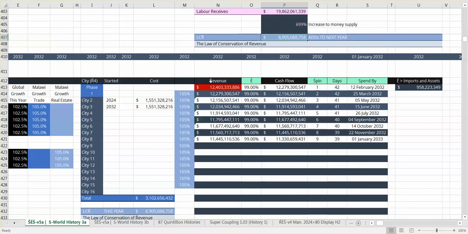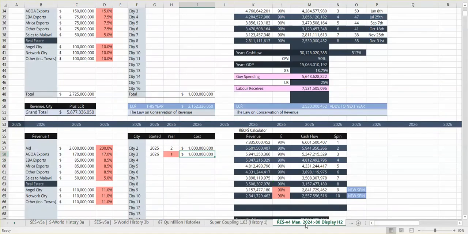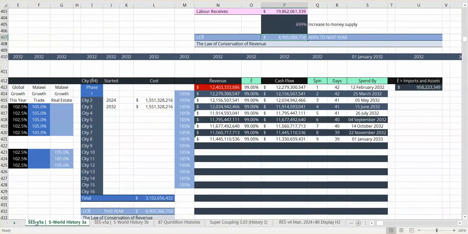SES: savings, not revenue. Savings times efficiency times spin. It's all about increasing the savings. So as long as the savings go up each year, you're good. A note on history number two: I hit it with three different recessions, with a depression, all sorts of things. This battles its way through anything.